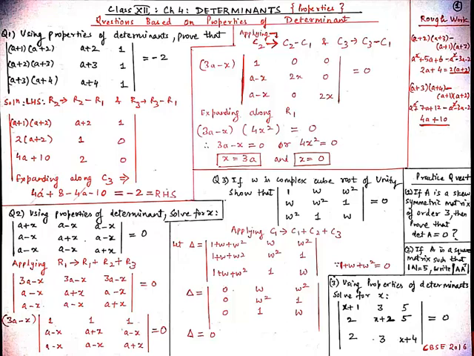So from here we get minus 2 and this is equal to our RHS. And now our second question for today is: using properties of determinant, solve for x. Our determinant is |a+x, a-x, a-x; a-x, a+x, a-x; a-x, a-x, a+x| equal to 0.